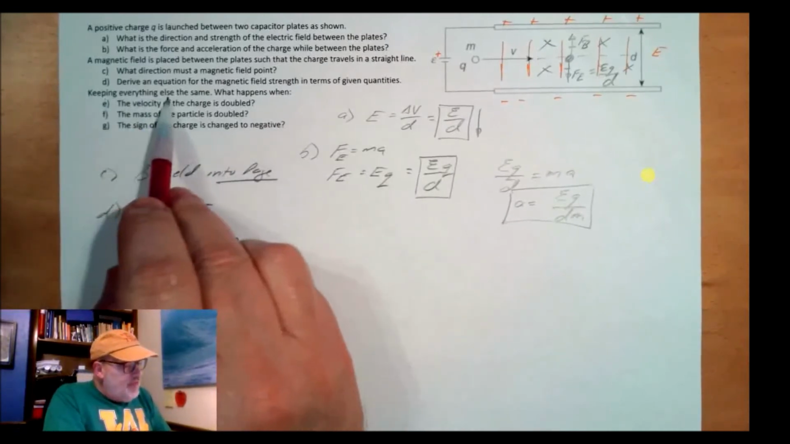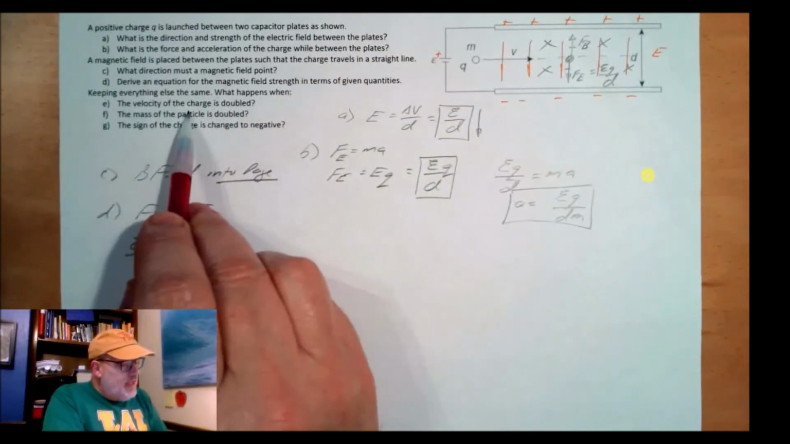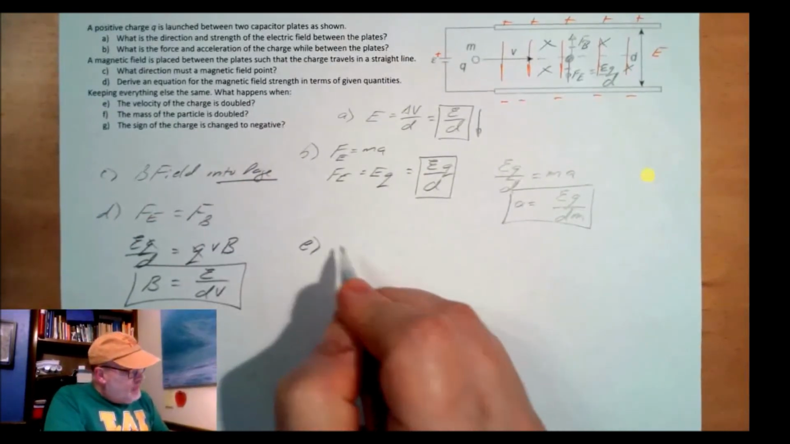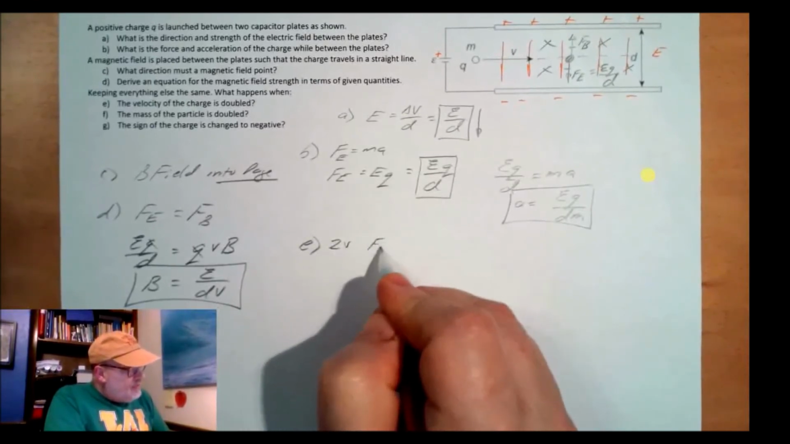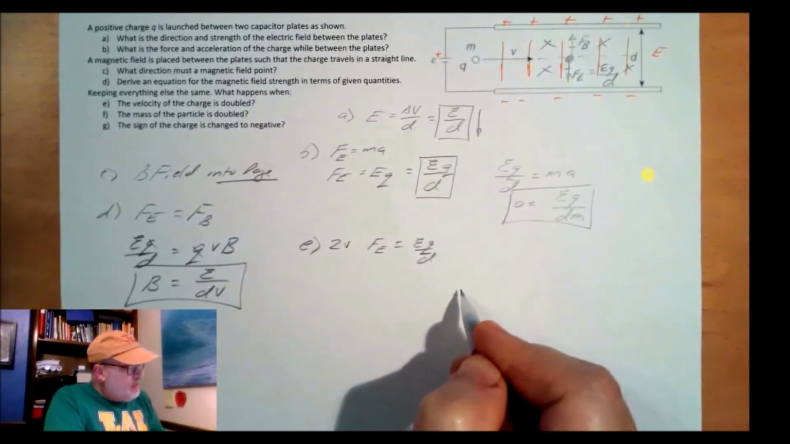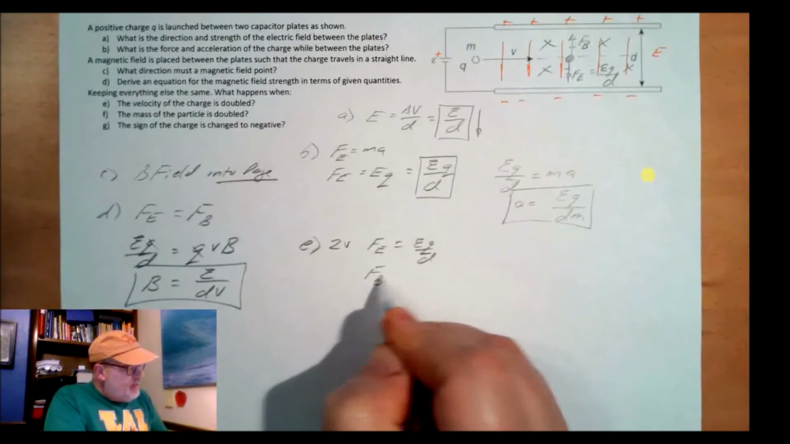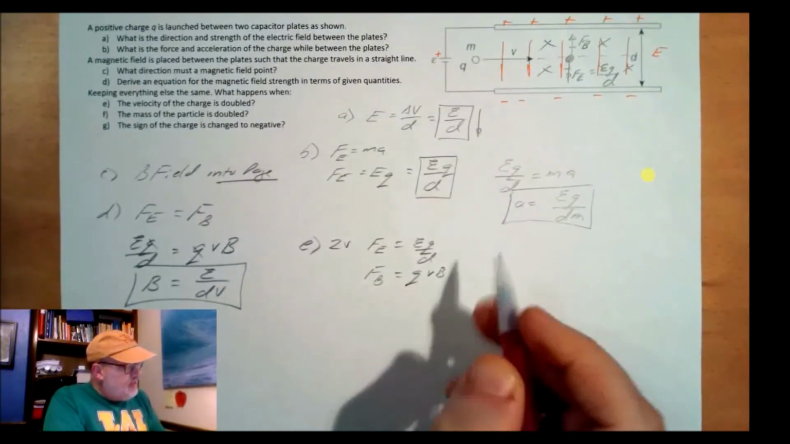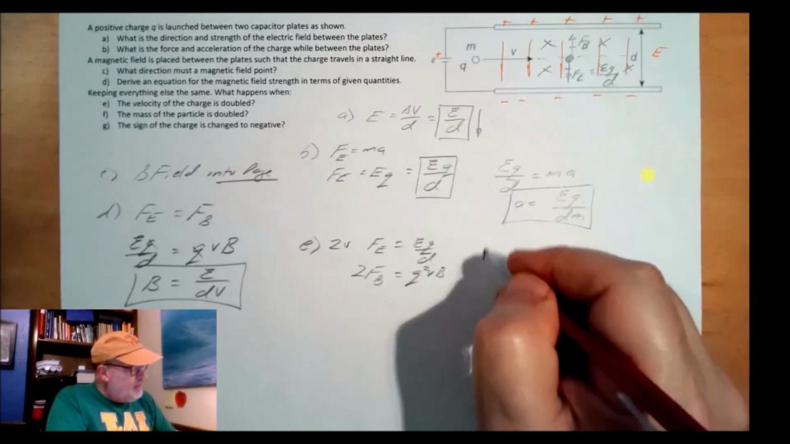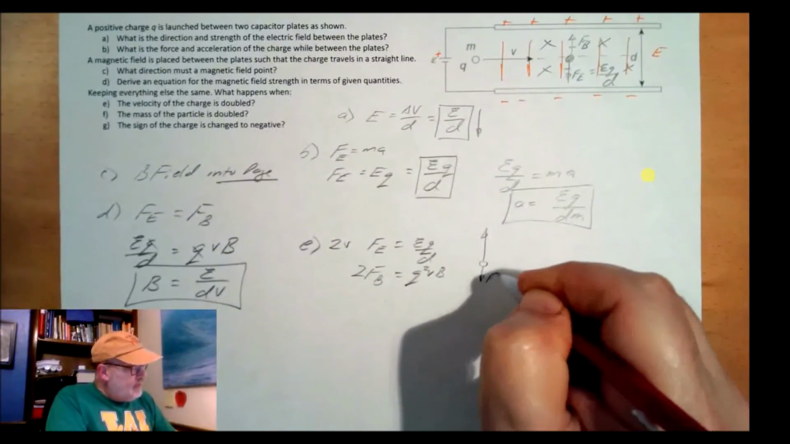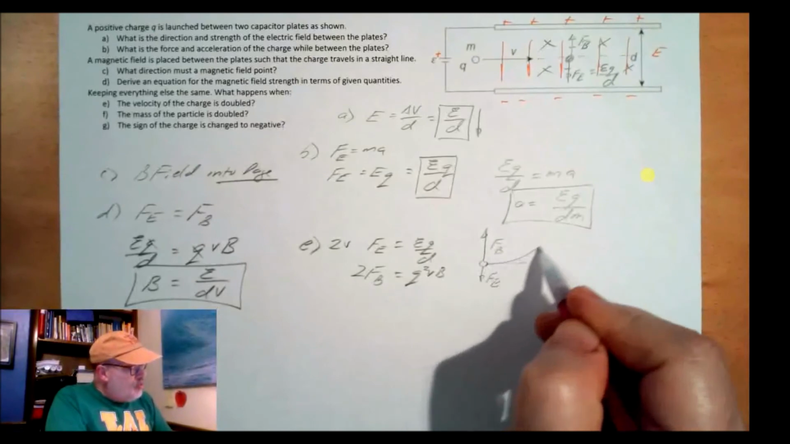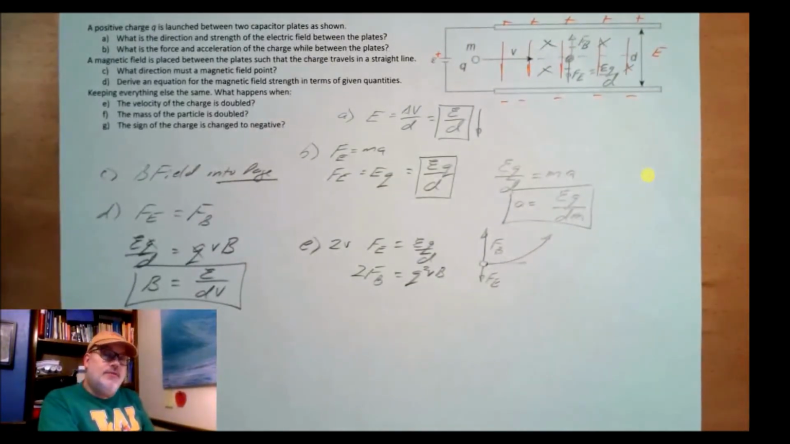Now it says, keeping everything else the same, what happens when the velocity of the charge is doubled? All right, so E. If we double the velocity, so twice the velocity, well, does that change the electric force, which is EMF Q over D? And the answer is no. Does that change the magnetic force, which is QVB? And the answer is yes. If we double the velocity, we'll double the magnetic force, which means the magnetic force is now twice as big as the electric force, and so the charge, as it moves to the right, would curve upward in a path something like this.